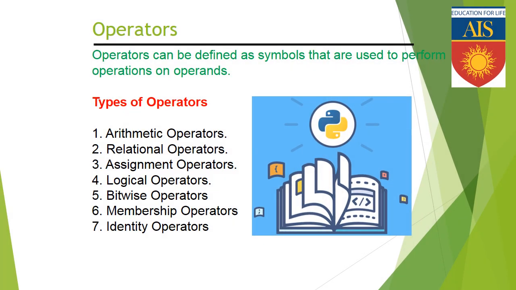Operator. What is operator? Operator can be defined as symbols that are used to perform operations on operands. Types of operator: arithmetic operator, relational operator, assignment operator, logical operator, bitwise operator, membership operator, and identity operator. In Python we have 7 different types of operator.